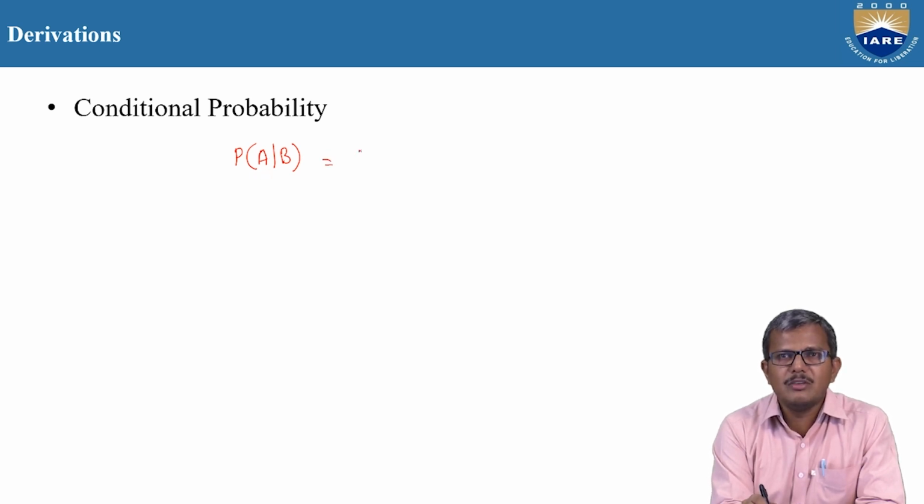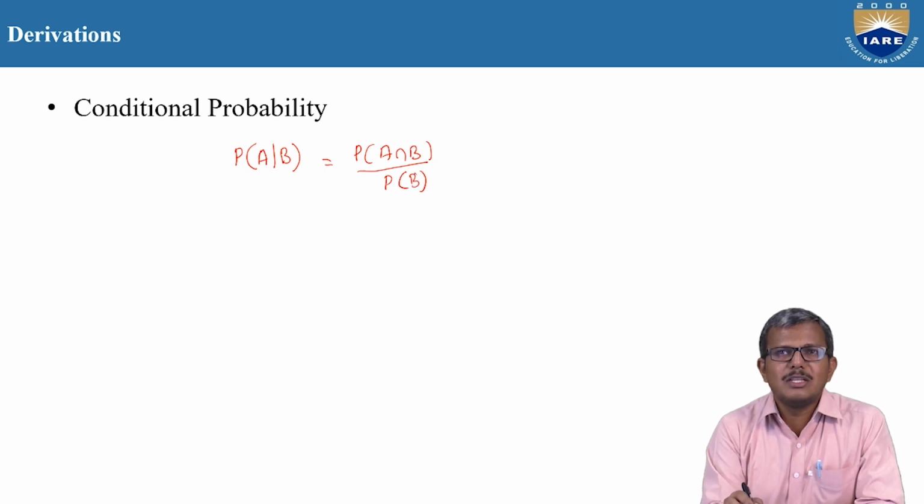So how will it be? We can simply say that the probability of A intersection B divided by the probability of B. So this is the mathematical equation. Okay, let us try to understand how this is implemented. Let us take one Venn diagram. I am going to explain this with the help of a Venn diagram.